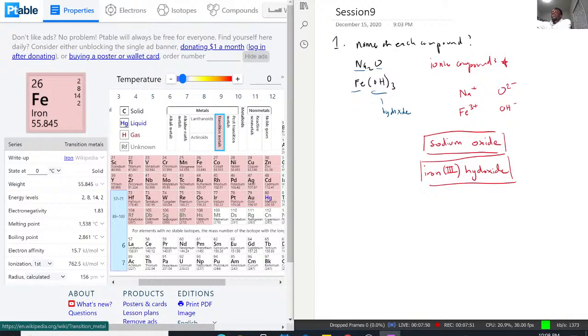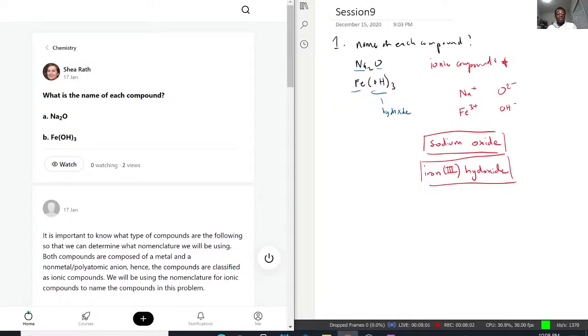Just going to make sure everything's plugged in, okay? And exactly, ionic compounds need certain ways to address them, which is why we named them sodium oxide and iron(III) hydroxide.